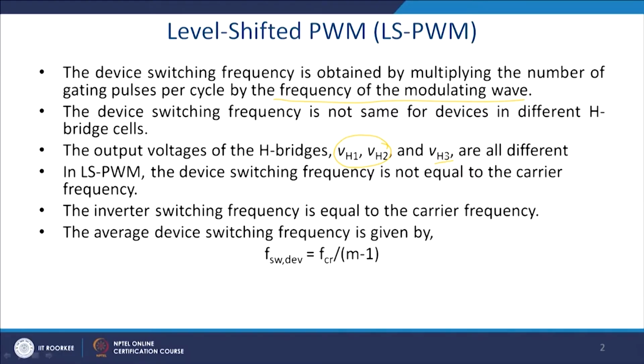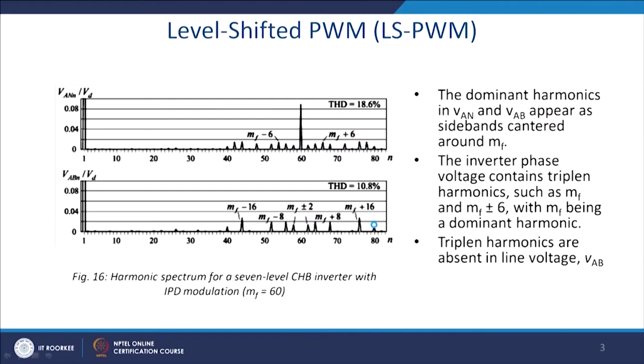The inverter switching frequency is equal to the carrier wave frequency, there is no change in that, and the average device switching frequency will be given by fcr by (m minus 1), where m is the level of the inverter. Now, let us see what happens in the case of the side bands. We can see that this is basically the phase voltage, and this is basically the line voltage, and it is approximated by the ratio of VAN by Vd.